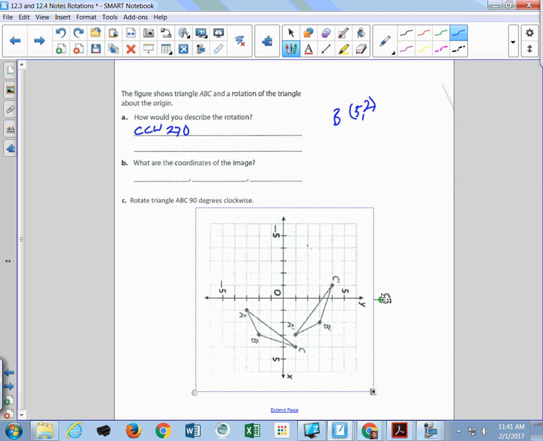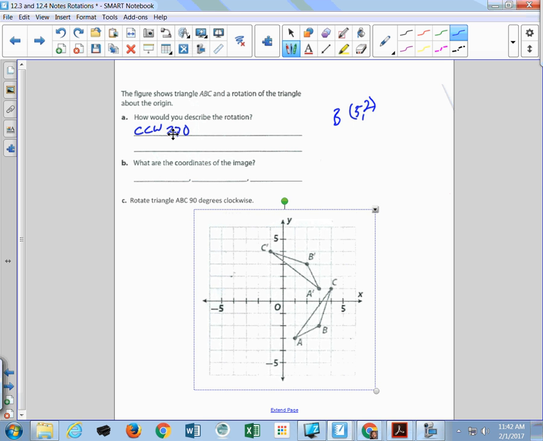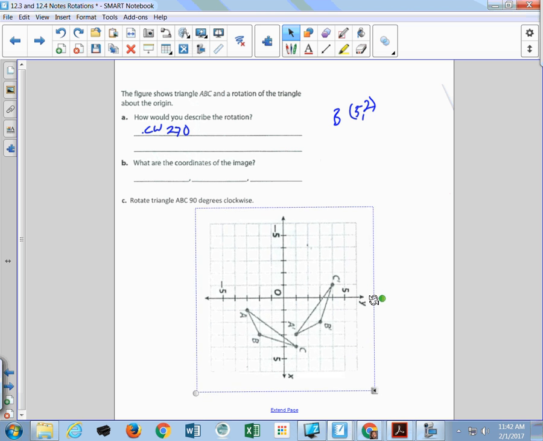So let's go back the other direction. If I go 270 counterclockwise, I'm sorry, that would be clockwise. Since I turned my paper counter, that means it was a clockwise rotation. Now let's turn my paper clockwise, which would be a counterclockwise rotation. I know this is confusing. So that's 90 degrees counterclockwise.